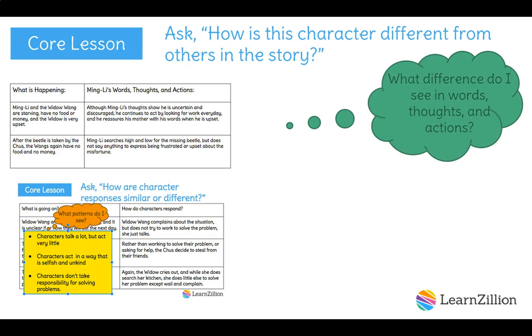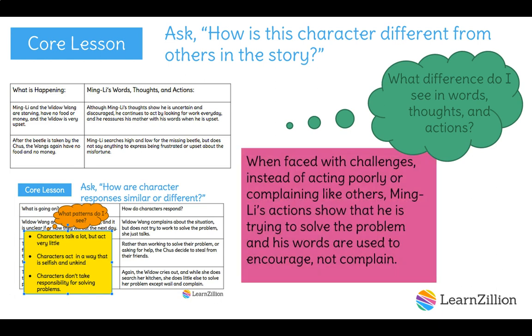So now I need to ask, what difference do I see in the words, thoughts, and actions of Ming Li? And with Ming Li, I see that in the face of challenges, he works hard to find a job, to look for food, and to find the beetle. And his words are used to encourage and not complain. He doesn't say a whole lot, and the things that he does say are in concern for his mother or reassuring to her.